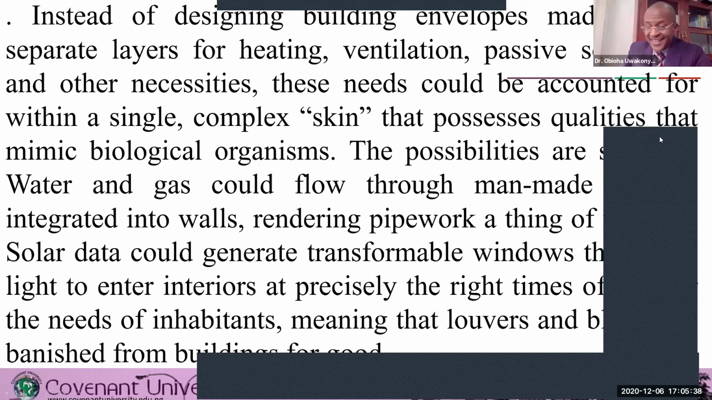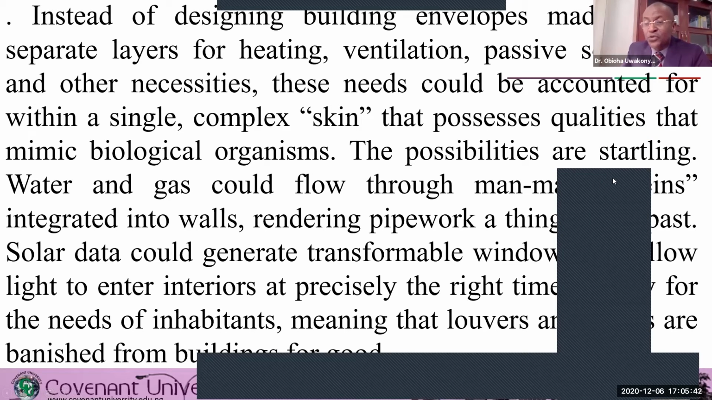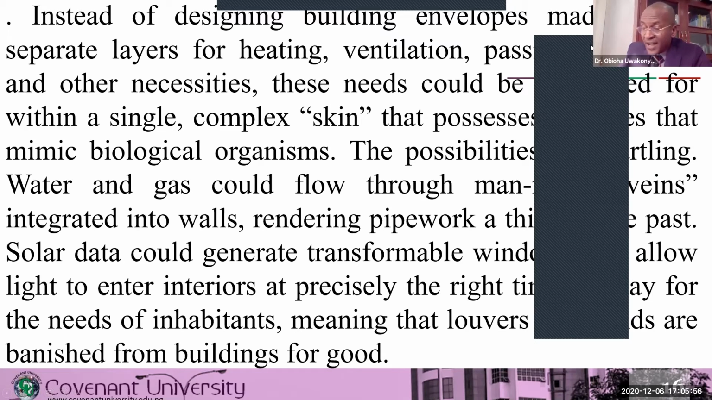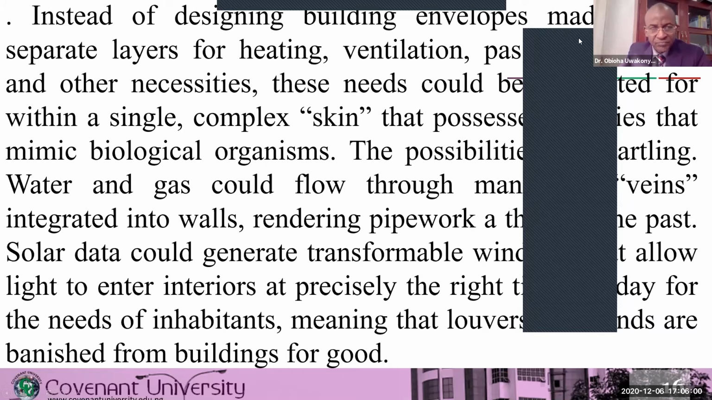Now, the possibilities are startling. Water and gas could flow through man-made veins, integrated into walls, rendering pipe work a thing of the past. Solar data could generate transformable windows that allow light to enter interiors at precisely the right times of day for the needs of inhabitants, meaning that louvers and blinds are banished from buildings for good.